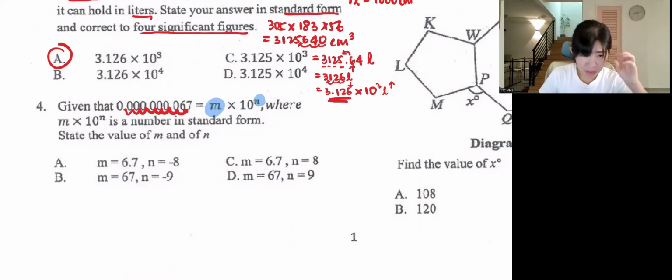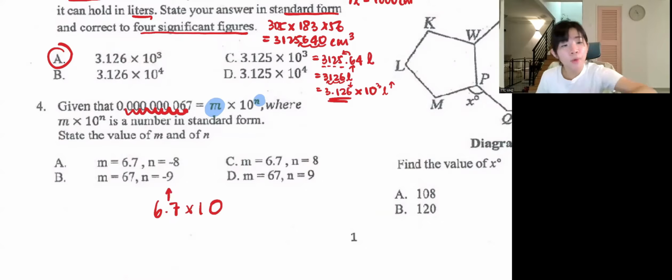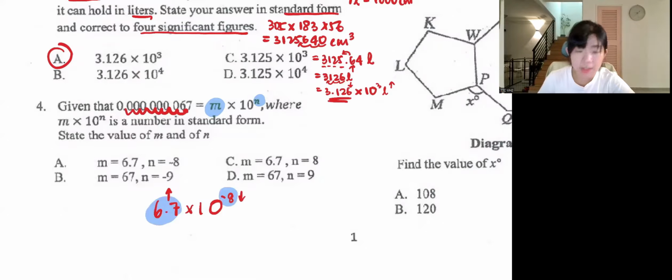Okay, from this number, we make it into 6.7 times 10 to the power of what? So the power is positive 8 or negative 8? Okay, this number becomes bigger, from 0.00000, such a small number, becomes 6.7. So the number becomes bigger, the power becomes smaller, which is -8. So the m is 6.7, the n is -8. Answer A.